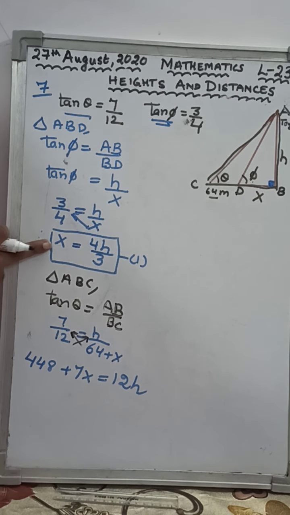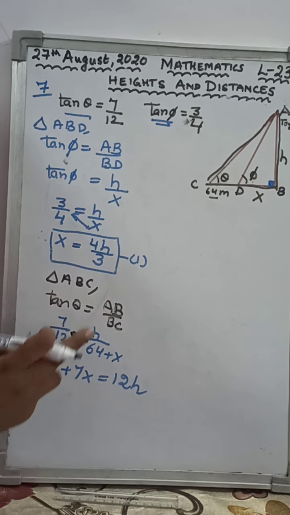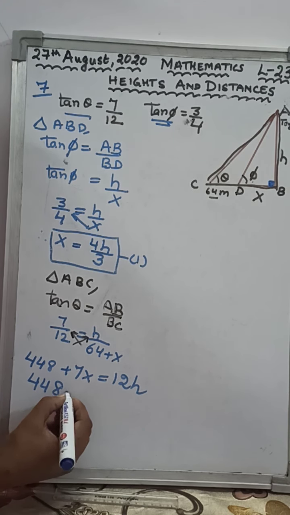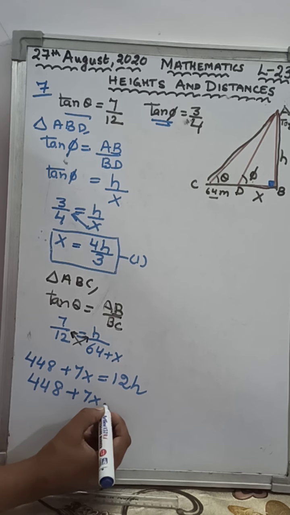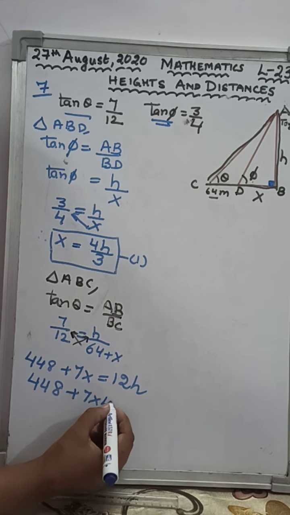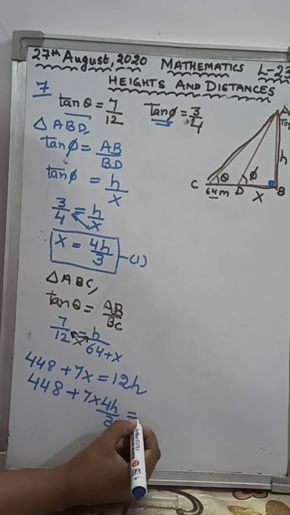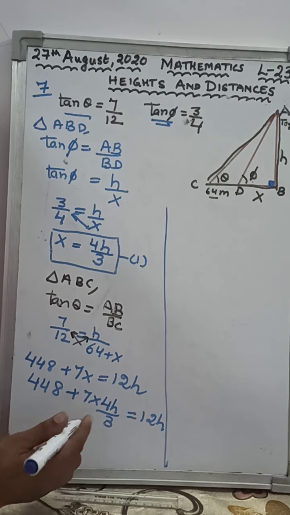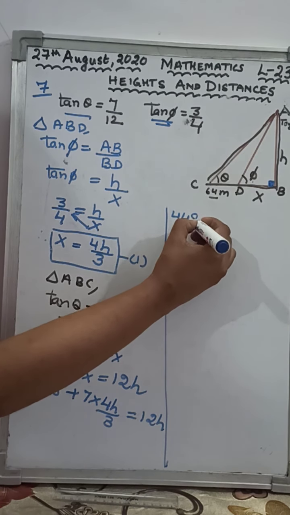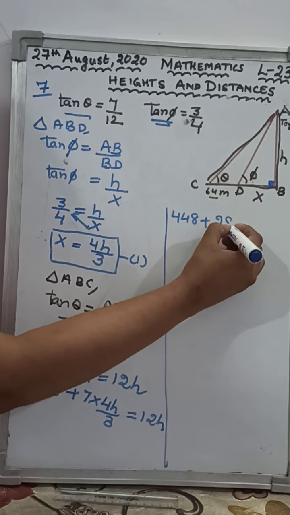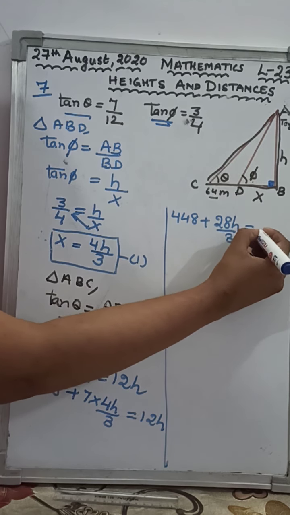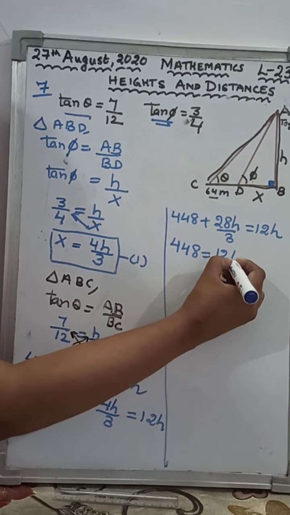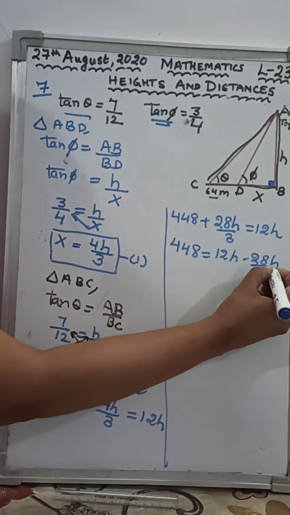Now we will put the value of x from equation number 1 over here. So this will be 448 plus 7 multiplied by the value of x, 4h by 3, equal to 12h. We'll solve this. This will be 448 plus 28h over 3 equal to 12h. So 448 is equal to 12h minus 28h over 3.